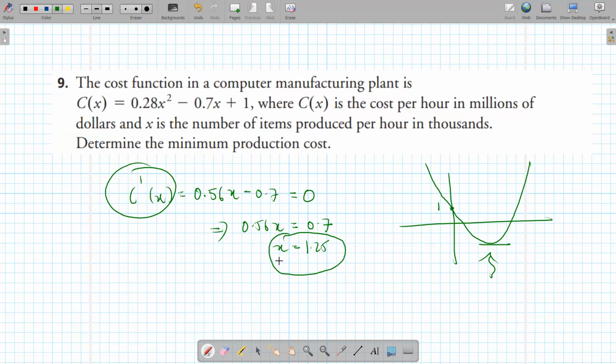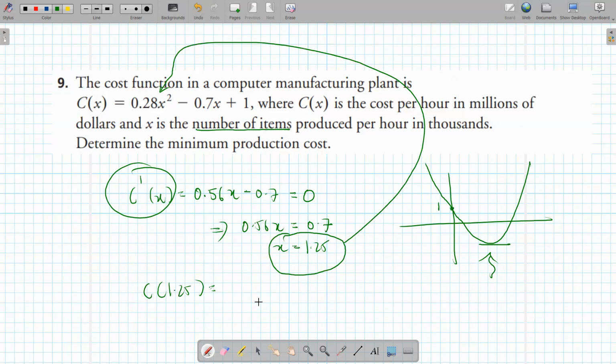So is that the final answer here? 1.25. Actually, no, they want the cost. Cost is the y value. So like we did in the previous question, x is the number of items, so we need to plug this back in as x to find the cost. So C of 1.25 is all we need to find.